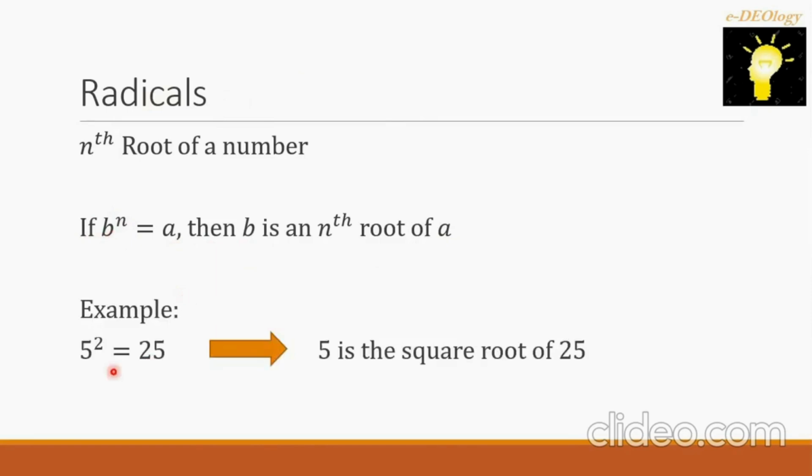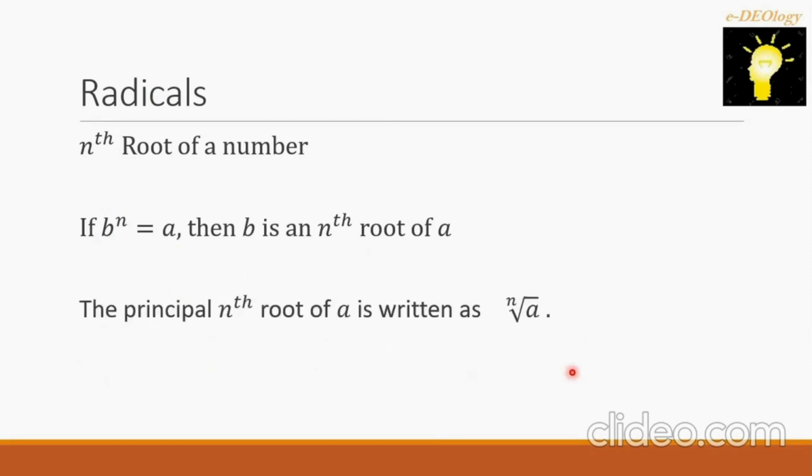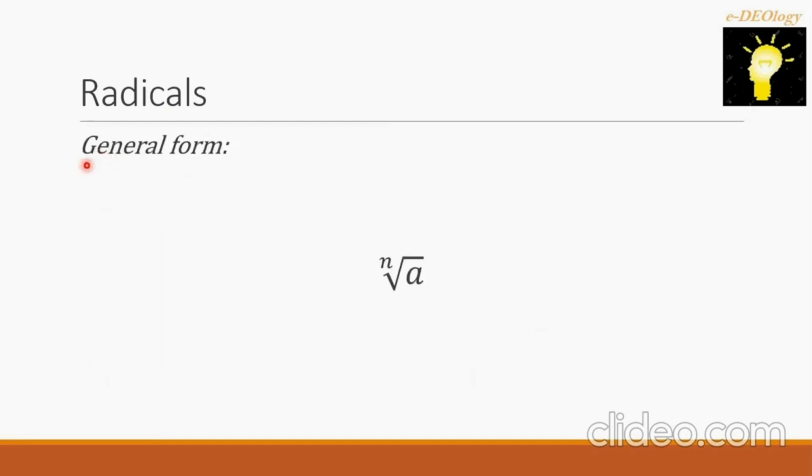As an example, we have 5 squared equals 25. So this number 5 is the square root of 25. The principal nth root of a is written as the symbol, read as nth root of a. In the general form, radicals will come like this.